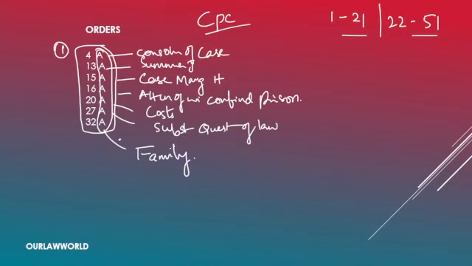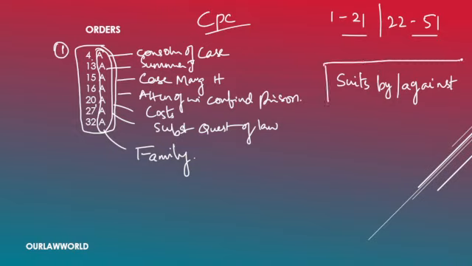So this is one list of orders which you have to remember, which all end with A beside the order numbers: 4A, 13A, 15A, 16A, 20A, 27A and 32A. Okay, this is one list you can remember. Now we are going to another list, in which every order starts with suits by or against. This is one more list where the orders start with suits by or against.